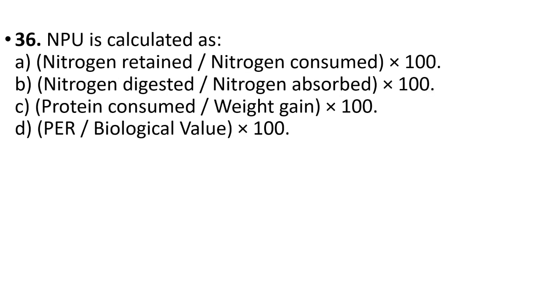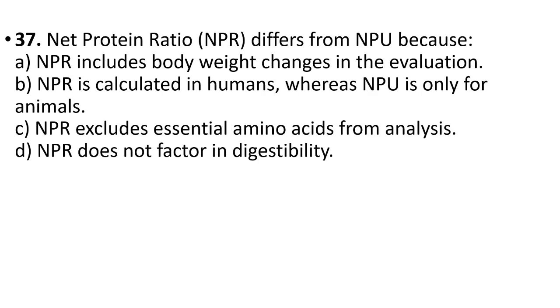36. NPU is calculated as nitrogen retained divided by nitrogen consumed into 100, nitrogen digested divided by nitrogen absorbed into 100, protein consumed divided by weight gain into 100, protein efficiency ratio divided by biological value into 100. Your answer is option A, nitrogen retained divided by nitrogen consumed into 100.